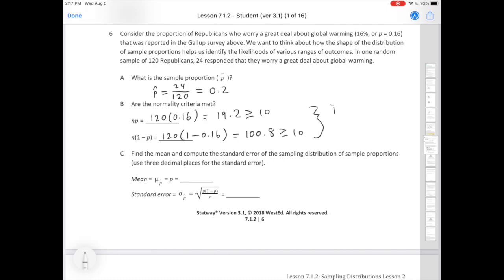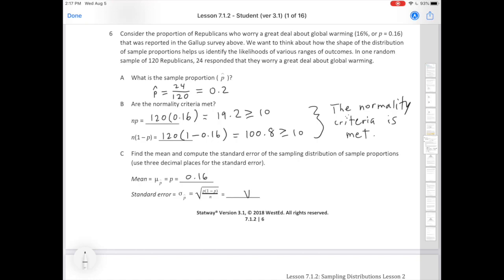So this means the normality criteria is met. What does that mean? That means that we can now use the central limit theorem, so I can do the next part. What would the mean be? Remember, the mean is just p. So that's going to be 0.16.